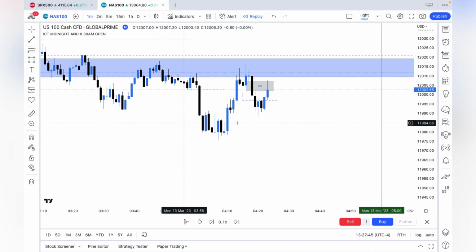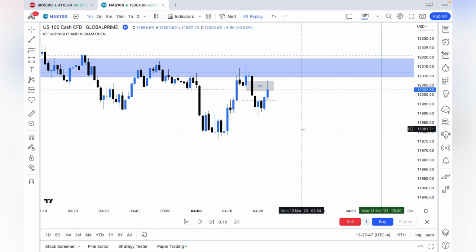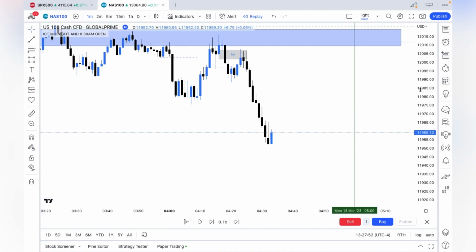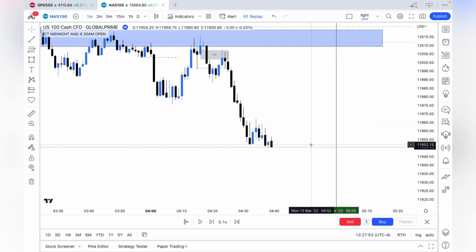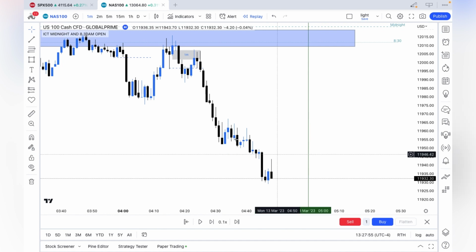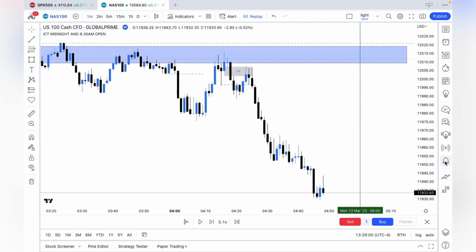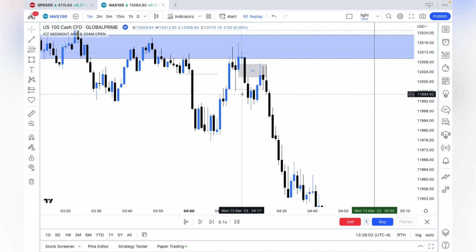Fills it in right here, and then does this. Nice big drop, big price delivery, and I don't get to participate. So I'm looking at all this live and I'm like, what is going on? Why did this happen, right?